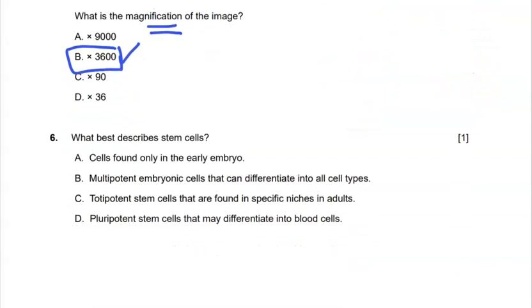Question 6. Which best describes stem cells? Cells only found in the embryo? Well, of course not. They're found in adults as well. Multipotent embryonic cells that can differentiate into all cells. Careful reading here. They don't differentiate into all cells. Some cells, some different types, but certainly not all. So we can't have that one.